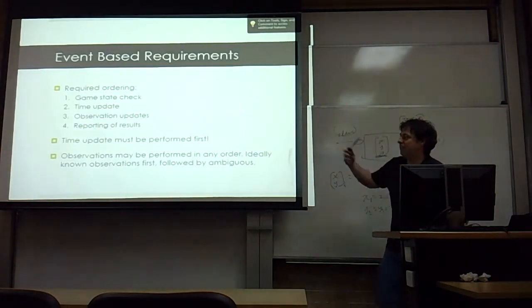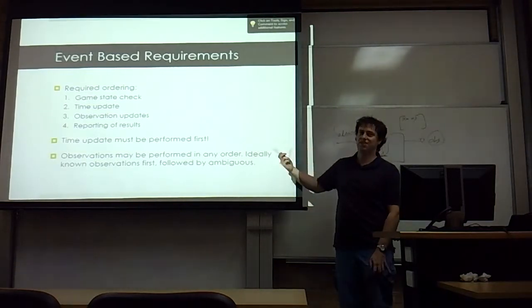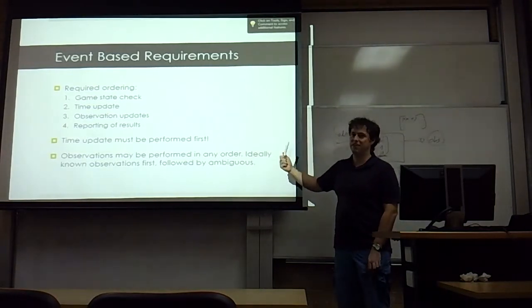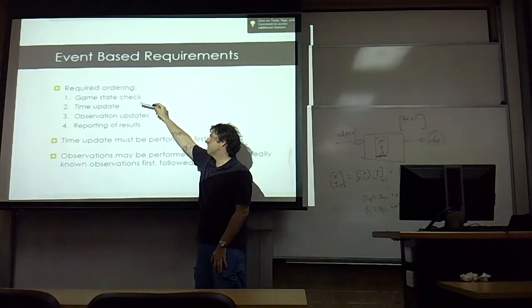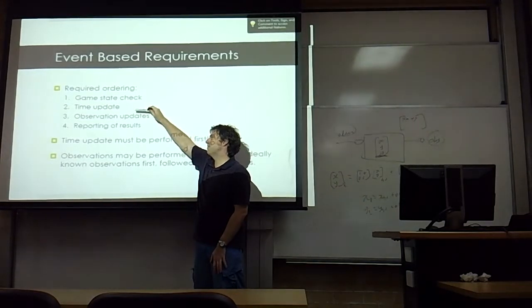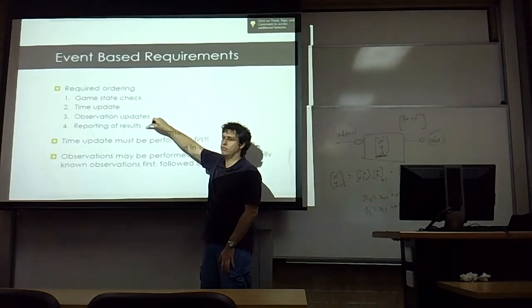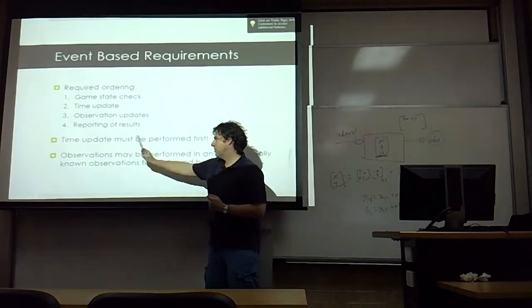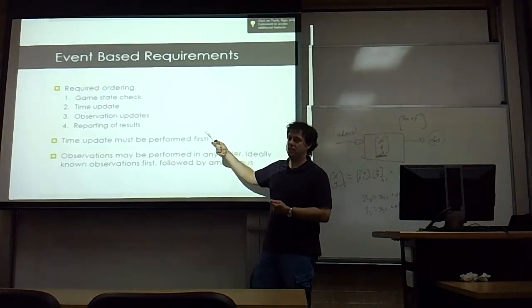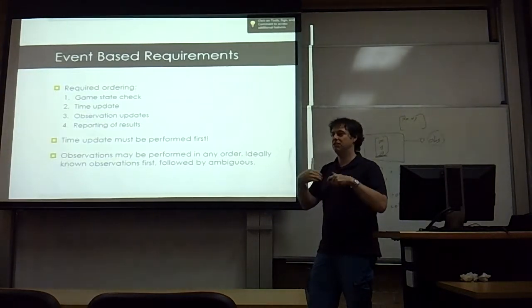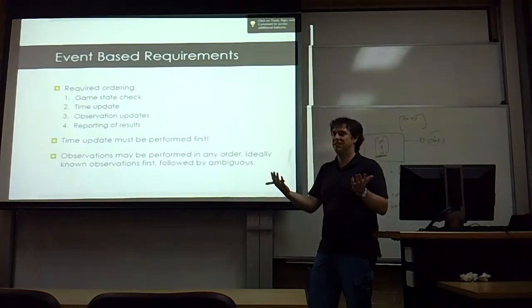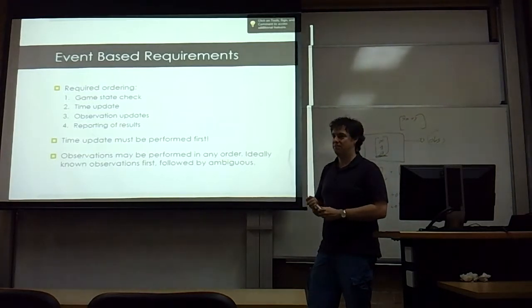And so basically the importance, just like I was saying that it's important about the event-based stuff. Basically the ordering at the moment is the game state check, the time update, the observation updates, and reporting the results. The time update has to happen before the observation updates, because otherwise you end up with a case where it can correct to the correct position, and then you do the time update, and then it moves it because of odometry, and then you're in the wrong spot. So you want to do that time update, then do the corrections. Otherwise, you're just ruining the correction.